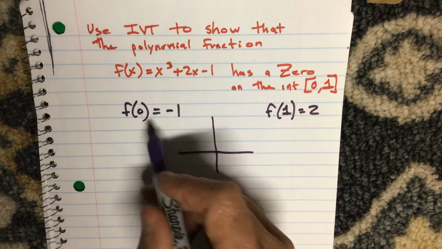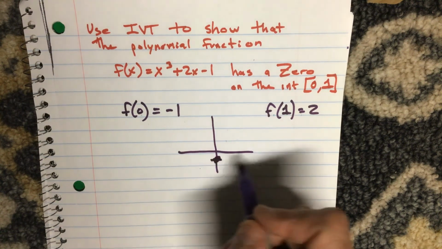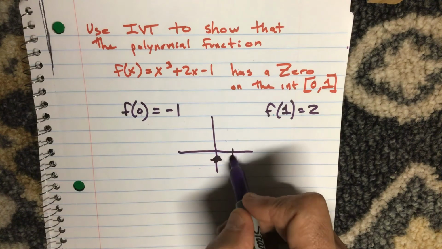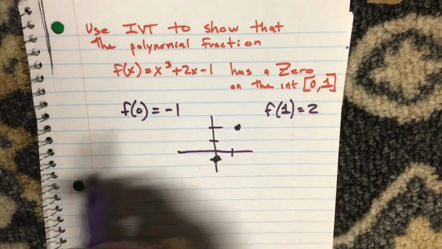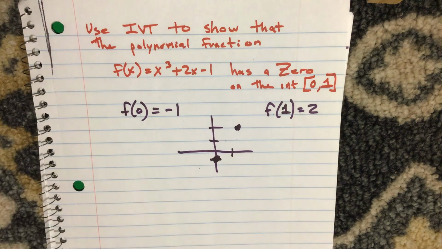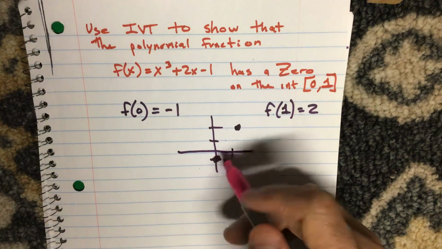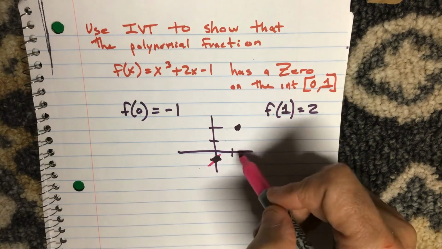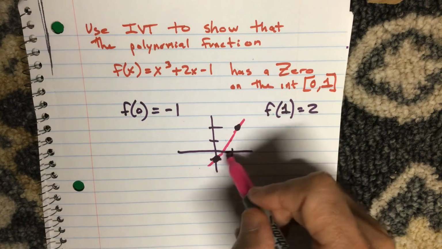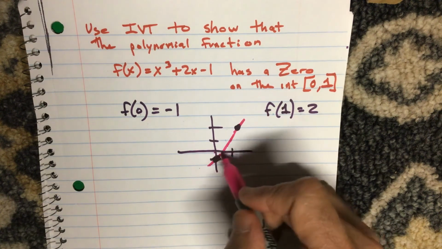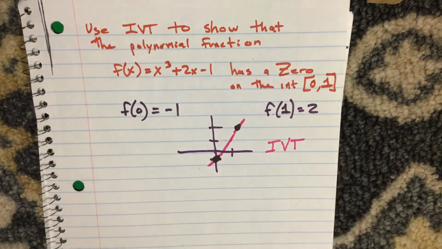And we see that at 0, we're at negative 1. So that's this point here. At 1, we're at 2, which is this point here. So because I know that polynomial functions are continuous, if at 0 I was here below the x-axis, and then at 1 I was at 2, then somehow I must have crossed the x-axis somewhere between 0 and 1. And that's guaranteed by IVT, the intermediate value theorem. It guarantees that I must have crossed.